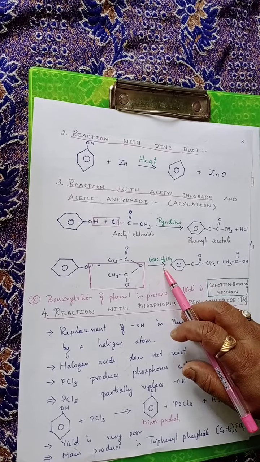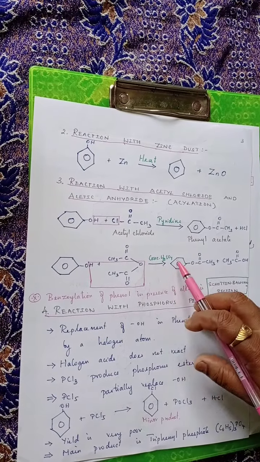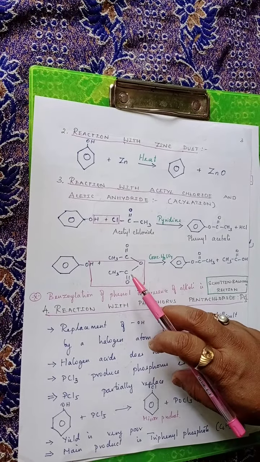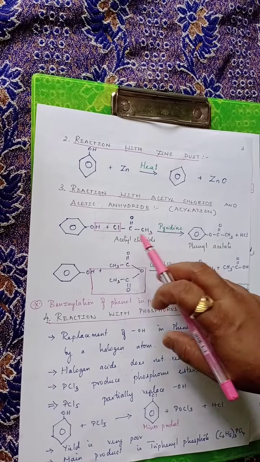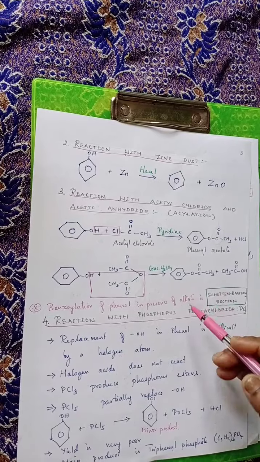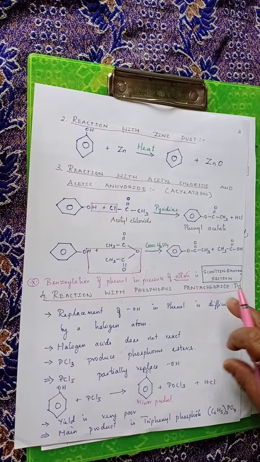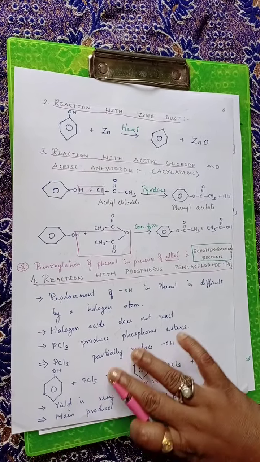So benzoylation of phenol in the presence of alkali. Over here we are using concentrated sulfuric acid with acetic anhydride, and pyridine. In the presence of pyridine, the acetyl chloride reacts with phenol, but over here, alkali. Okay, this is called the Schotten-Baumann reaction.